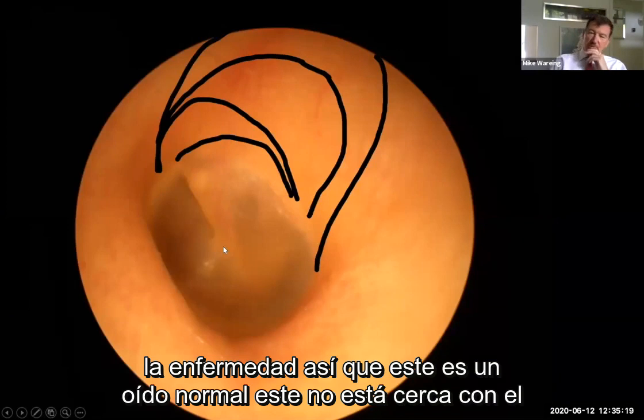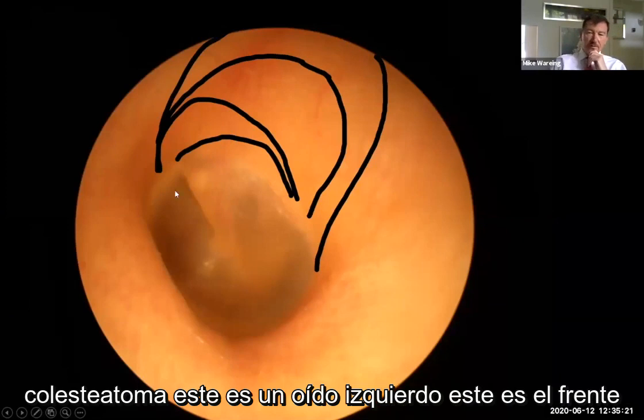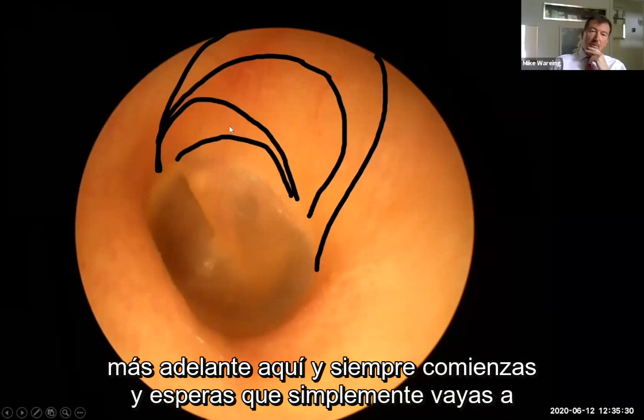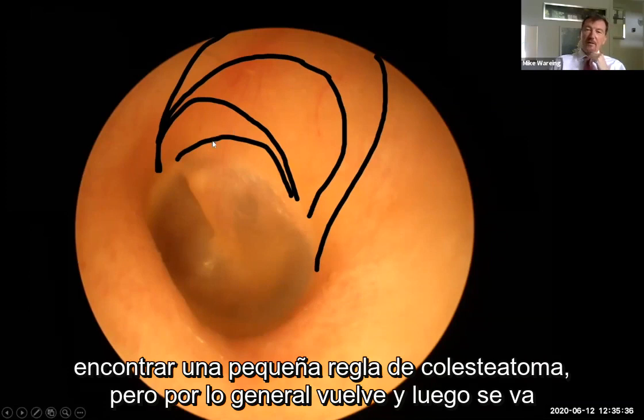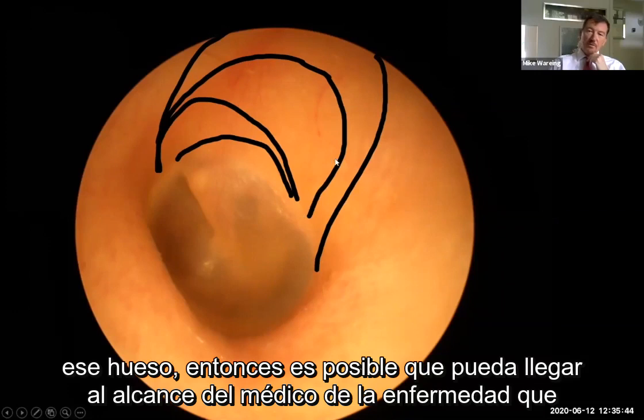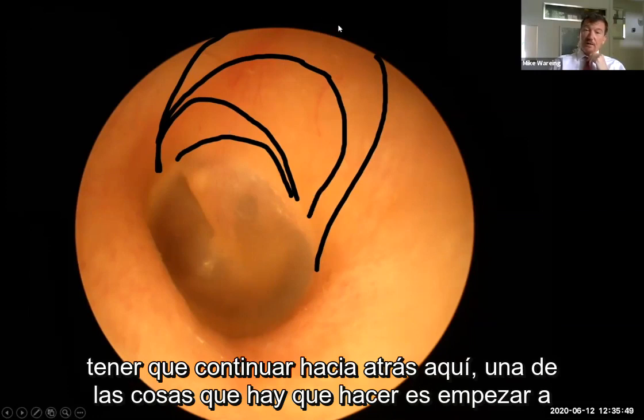So this is a normal ear. This is not an ear with a cholesteatoma. This is a left ear. This is the front. Okay, and then you might start by drilling in this area here, maybe a bit more forward here, and you always sort of start and hope that you're just going to find a little cholesteatoma, but usually it goes back and then it goes back, and it may well be, if you're lucky, with an incision like that and removing that bone, then you may be able to get to the extent of the disease, but often you have to continue backwards.